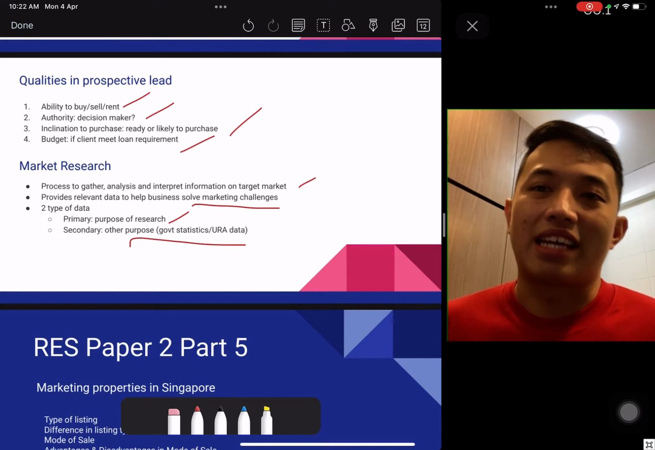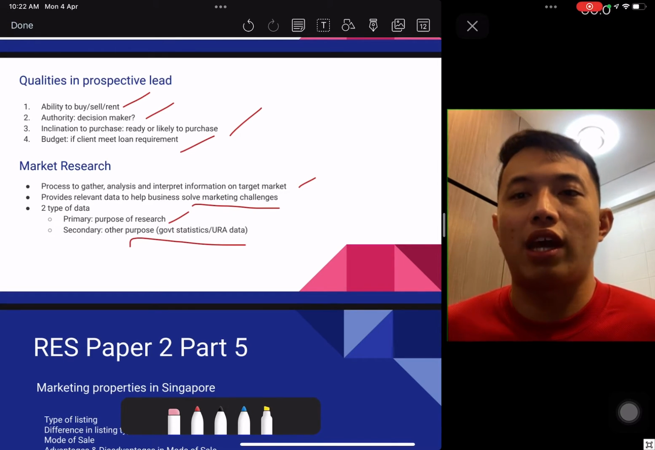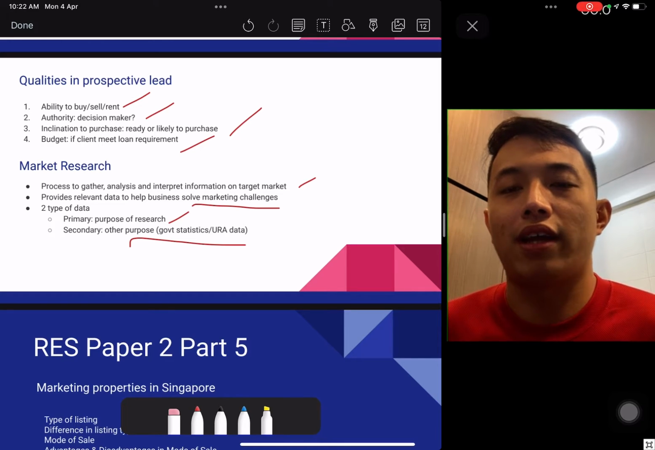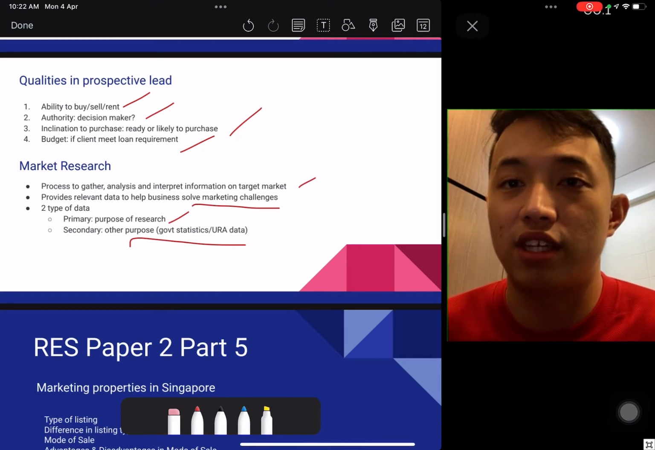Last, budget. Can the client meet the loan requirement? Do they have the cash in hand to purchase it? Alright guys, you need to be doing the financial calculation for this part.